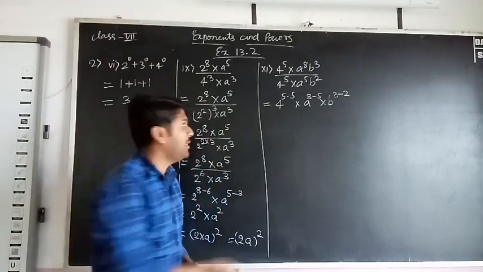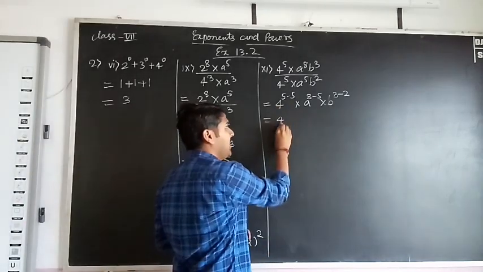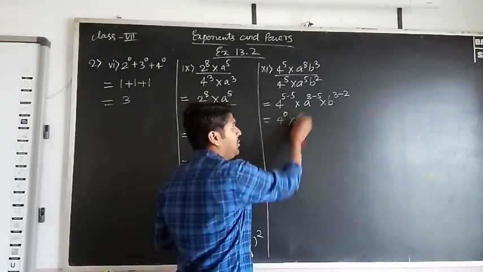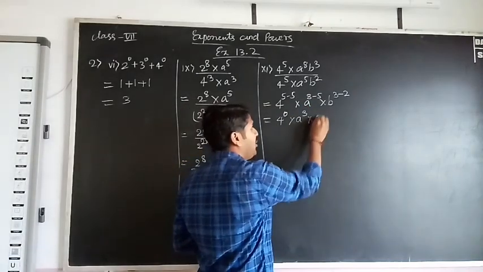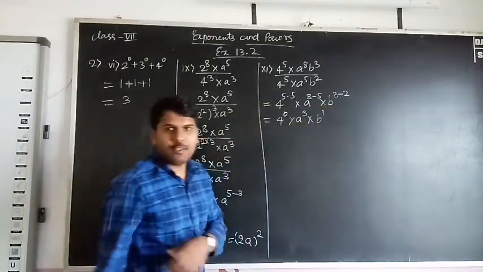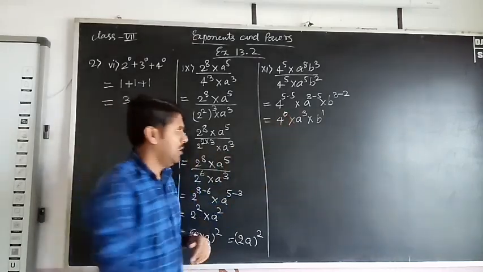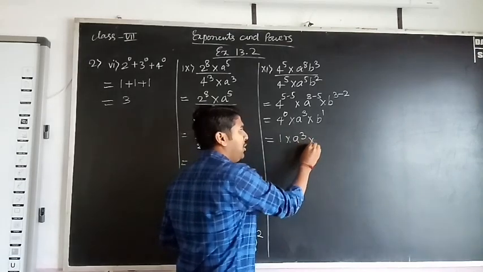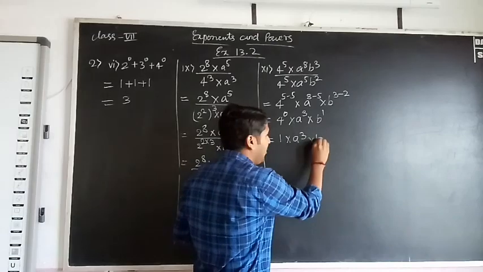So now solve this one. So 4 raised to 5 minus 5 is 4 raised to 0, isn't it? Into A raised to 3. Next into B raised to 1. So now again solve it. Anything raised to 0 means 1. Okay. So 1 into A raised to 3 into B raised to 1 means B, isn't it?